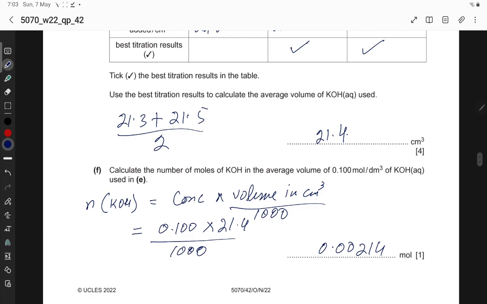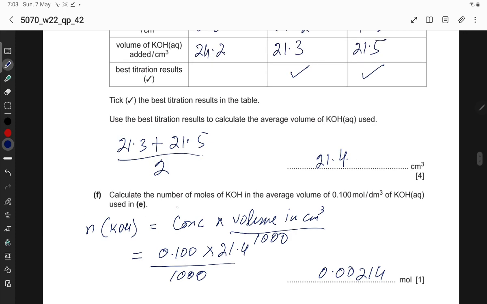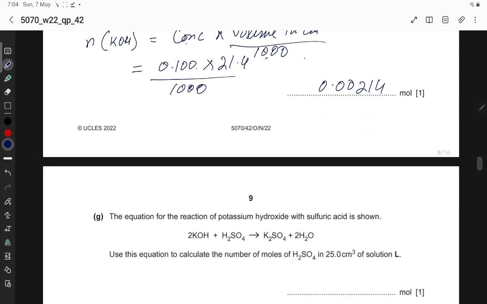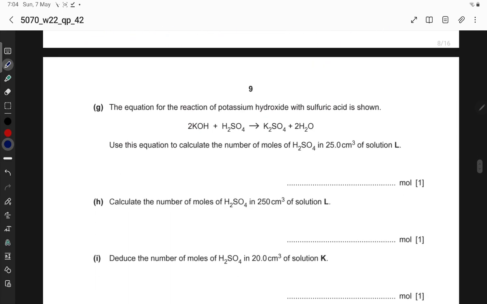So this is 21.4. Calculate the number of moles of potassium hydroxide in the average volume. This is concentration times volume in centimeter cube divided by 1000. So 0.100 mole per dm cube times 21.4 over 1000, because the volume is in centimeter cube and we have concentration, to equalize the unit it is divided by 1000. So the answer is 0.00214.